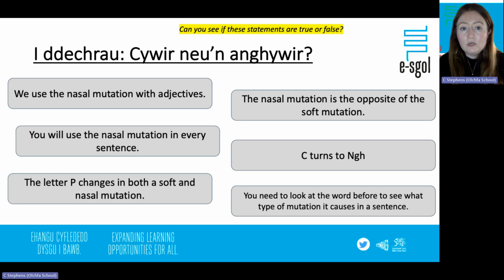And the last one, you need to look at the word previously to decide what type of mutation it causes. 100%, cywir. Definitely. A mutation is caused by the word before. Mutation doesn't just happen at the start of a sentence. It will always be caused by something, unless it's a negative phrase, and then it does happen at the start. But there's always a reason for a mutation. So just be mindful that certain words trigger a mutation to happen. Okay, let's get started then.